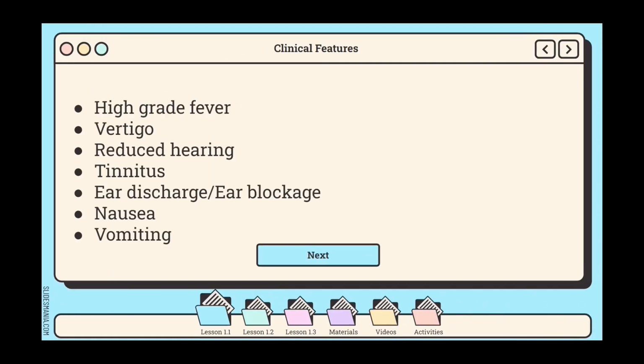These are the common clinical features of a patient with acute labyrinthitis. The common clinical features are high-grade fever, vertigo, reduced hearing, tinnitus, ear discharge or ear blockage, nausea, and vomiting.